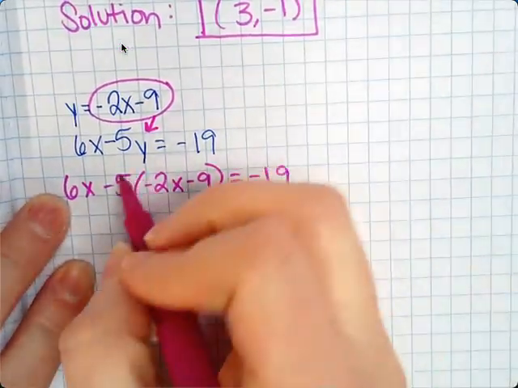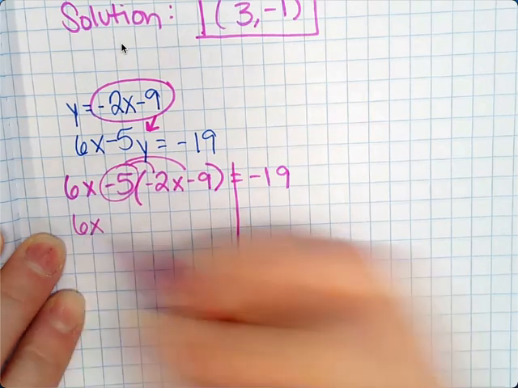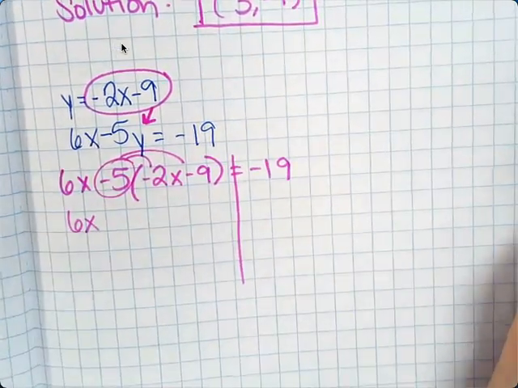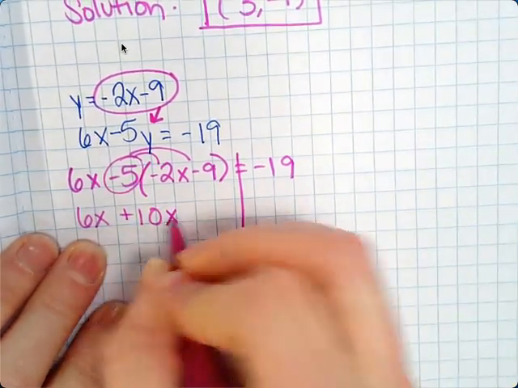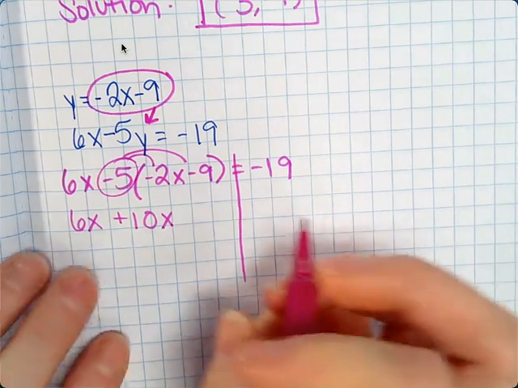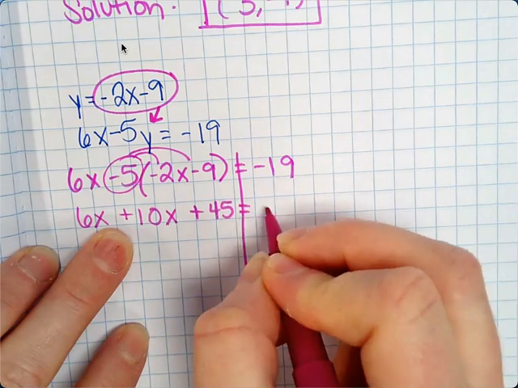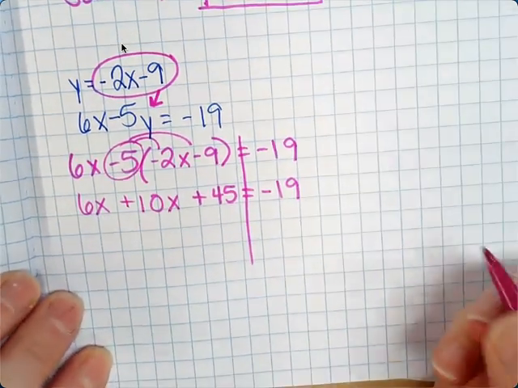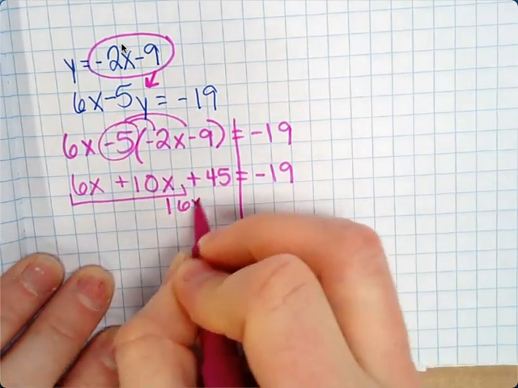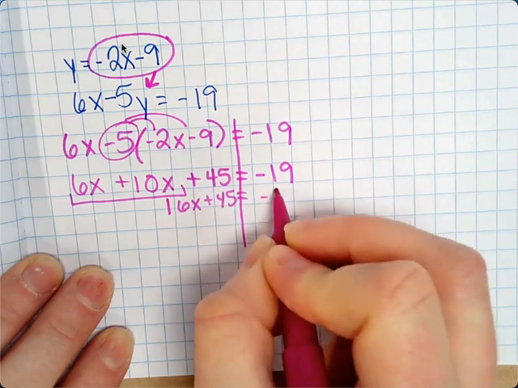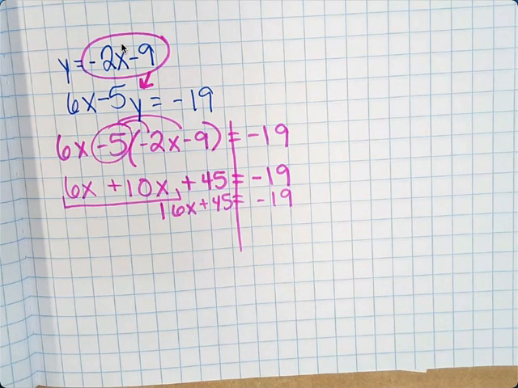Okay, so now we distribute the -5. So 6x, -5 times -2x is positive 10x, -5 times -9 is positive 45. All right, continuing. What do we get?